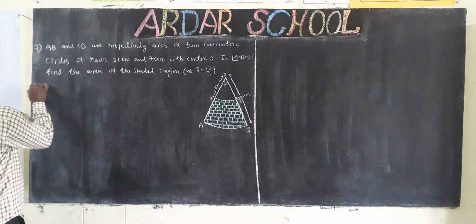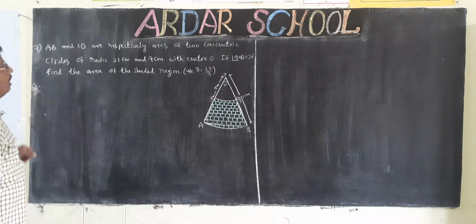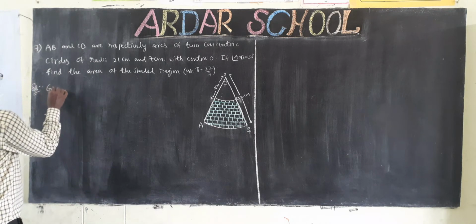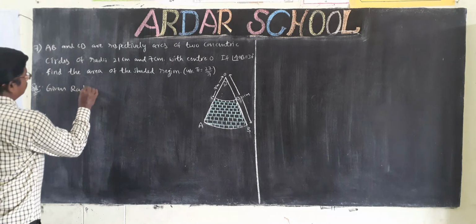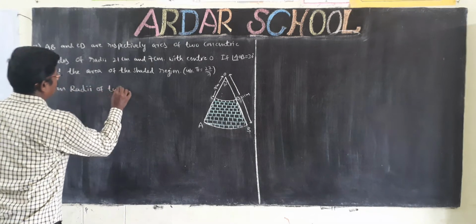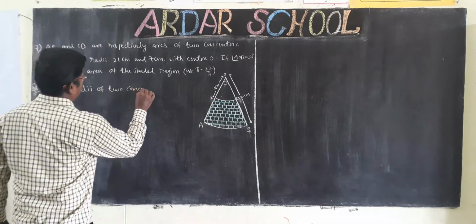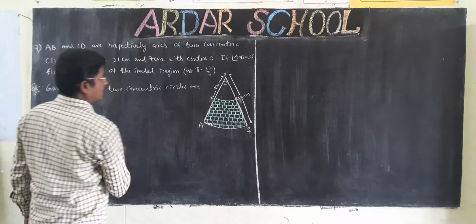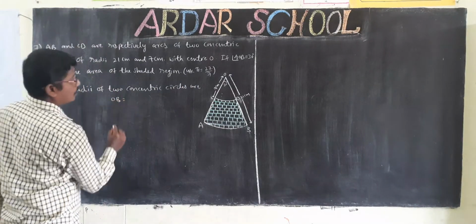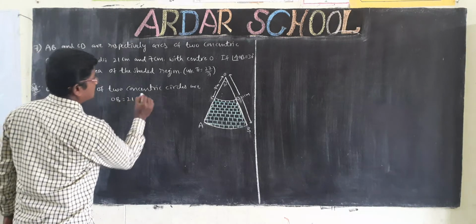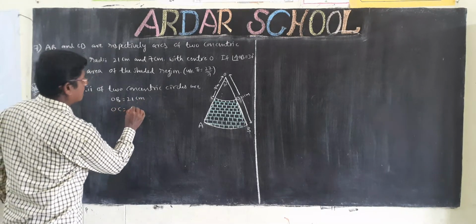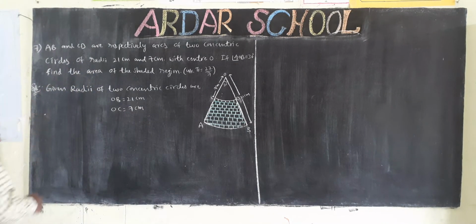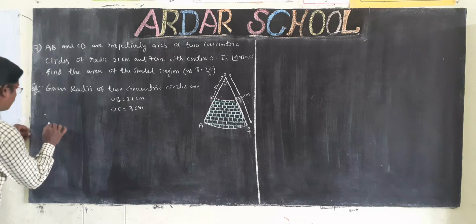Okay. First of all, you have to write what is given. Given: radii of two concentric circles are OB is equal to 21 centimeters, OC is equal to 7 centimeters. Okay. Then how to find the area of the shaded region?